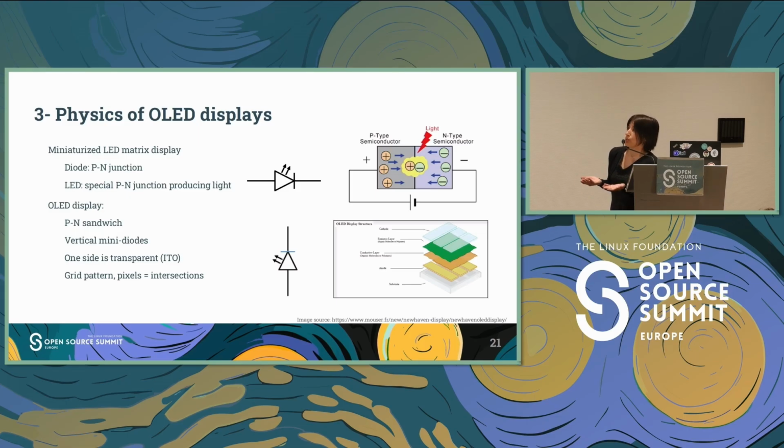So one side has to be transparent in order for light to escape. And the O refers to the sandwich layer in the middle that helps producing light. So contrary to LCDs, they produce their own light, the OLED displays. And then you make your cathode and anode in a grid pattern so that each intersection actually makes a tiny LED. And that's how you have a miniaturized display.